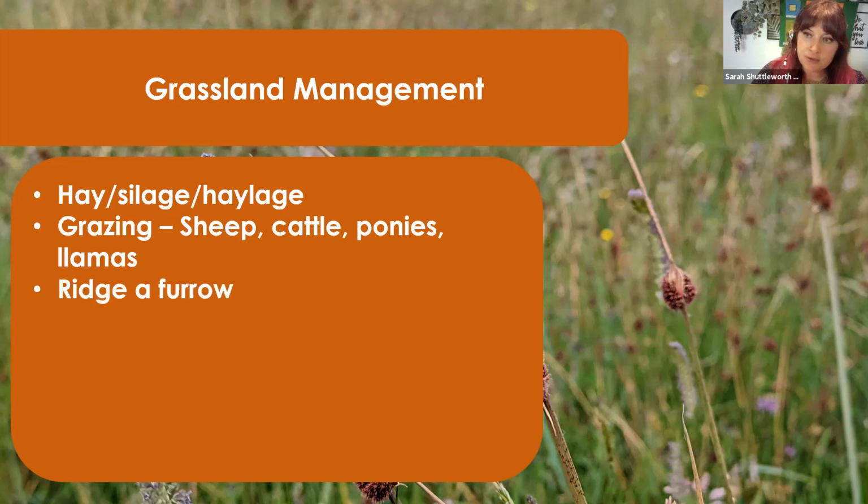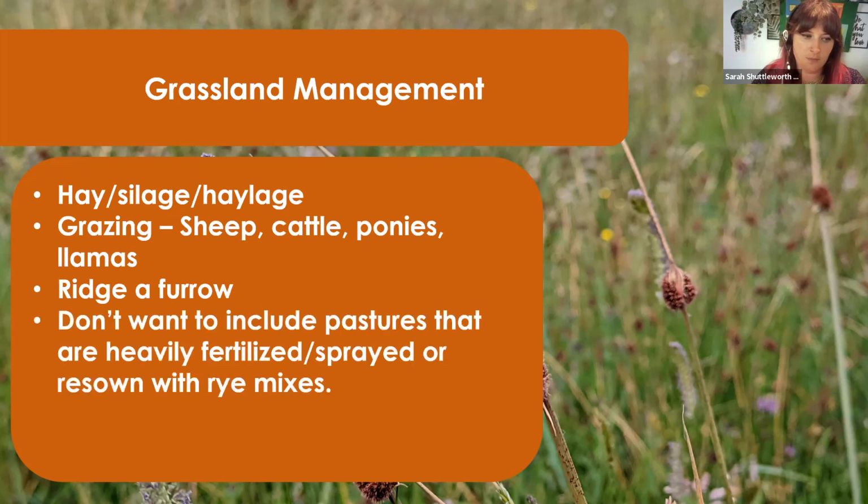Now, if you've got something like ridge and furrow present, then that's really suggestive of a good semi-improved or unimproved meadow, just because that old ridge and furrow suggests that it hasn't been ploughed in modern times, and often you can get really species-rich assemblages on ridge and furrow sites, and you often get a difference in the species that appear on the top of the ridges and those that appear in the furrows as well. Now, we don't want to be including pastures that, as I said, are heavily fertilized, sprayed, or resown with a perennial rye or Italian rye mix, just because that is not what we're really trying to monitor here.